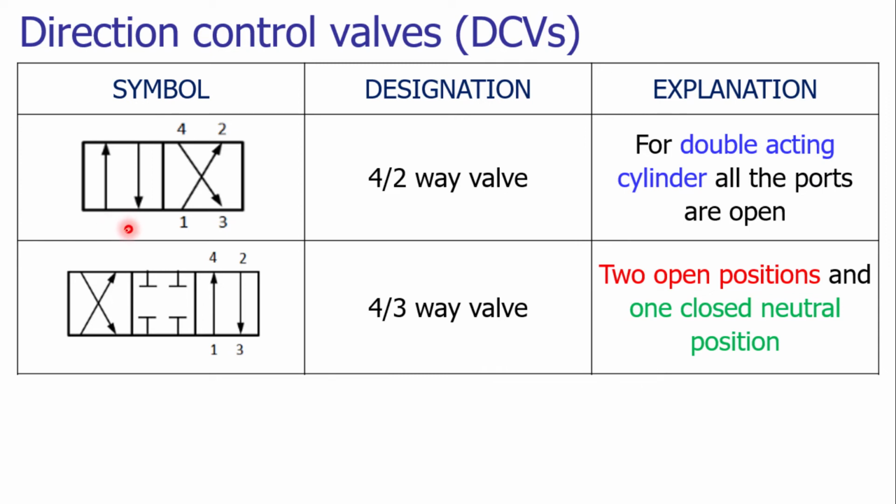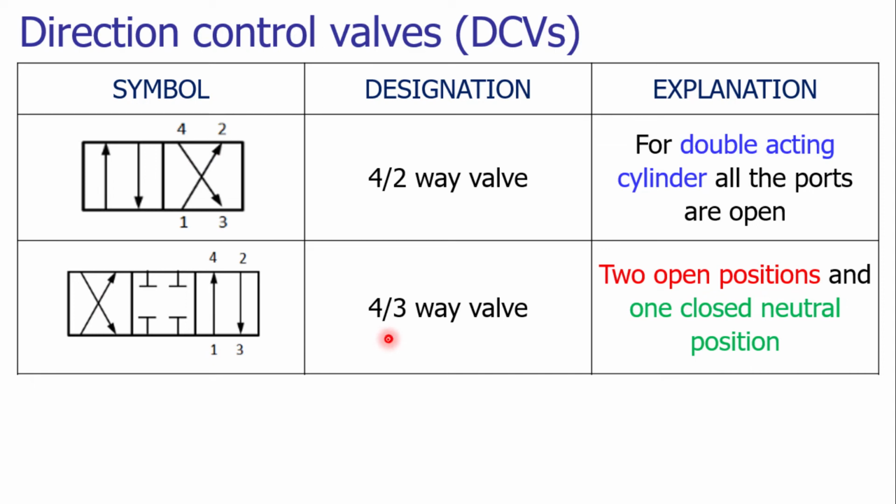By default, or in the neutral position, the ports that are open are allowed. So 1 is connected to 4 and 2 is connected to 3. So we are allowing the pressurized fluid to flow inside the double acting cylinder from the rod side end, and the fluid is coming back to the tank. So when we actuate this valve, the connections are getting reversed. So 1 is getting connected to 2 and 4 is connected to 3.